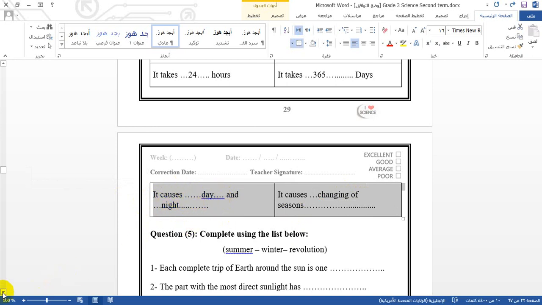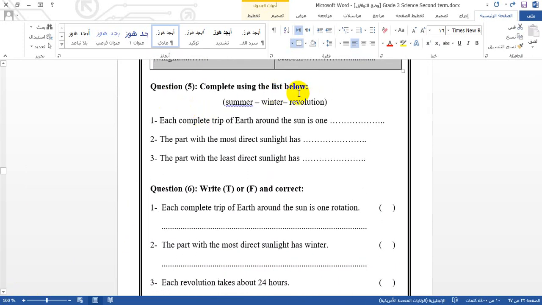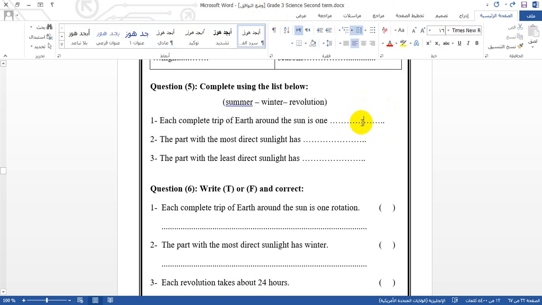Question number 5. Complete using the list below: summer, winter, revolution. So you have to complete the spaces here with the keywords given to you. 1. Each complete trip of Earth around the Sun is 1 what? Do you remember what we said exactly? Revolution. So in number 1, we should write revolution.